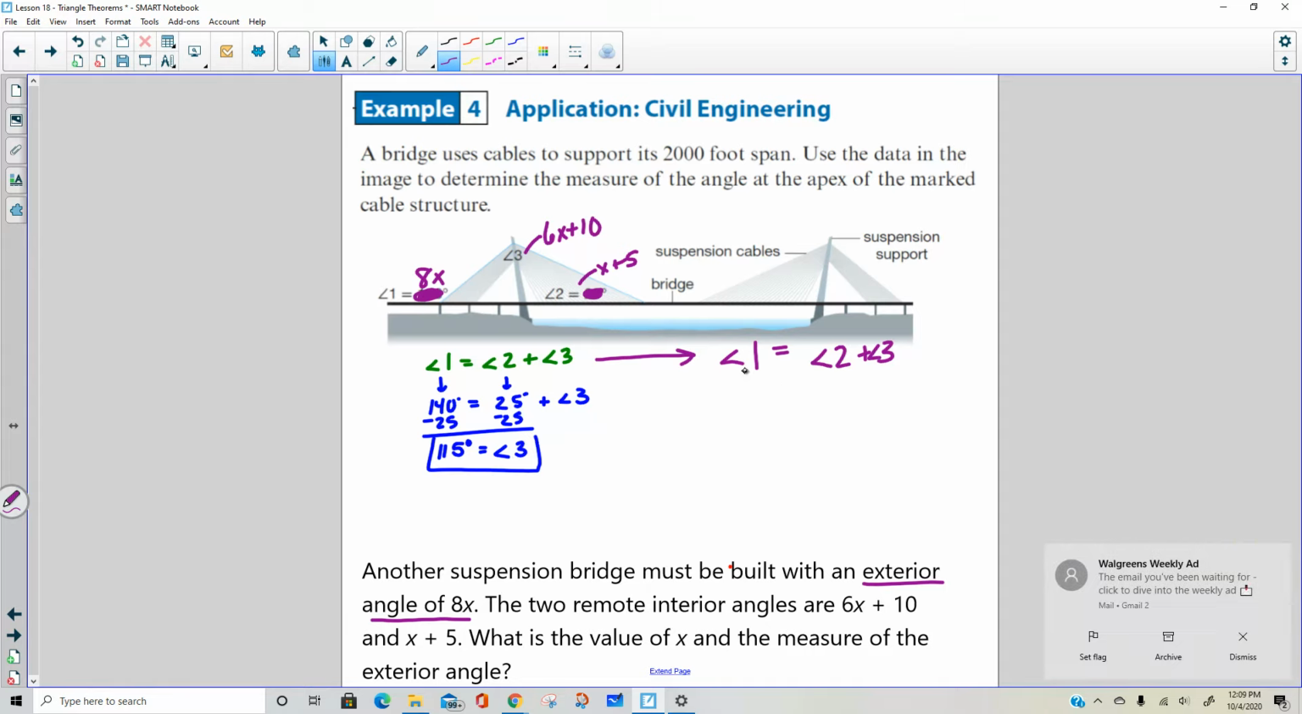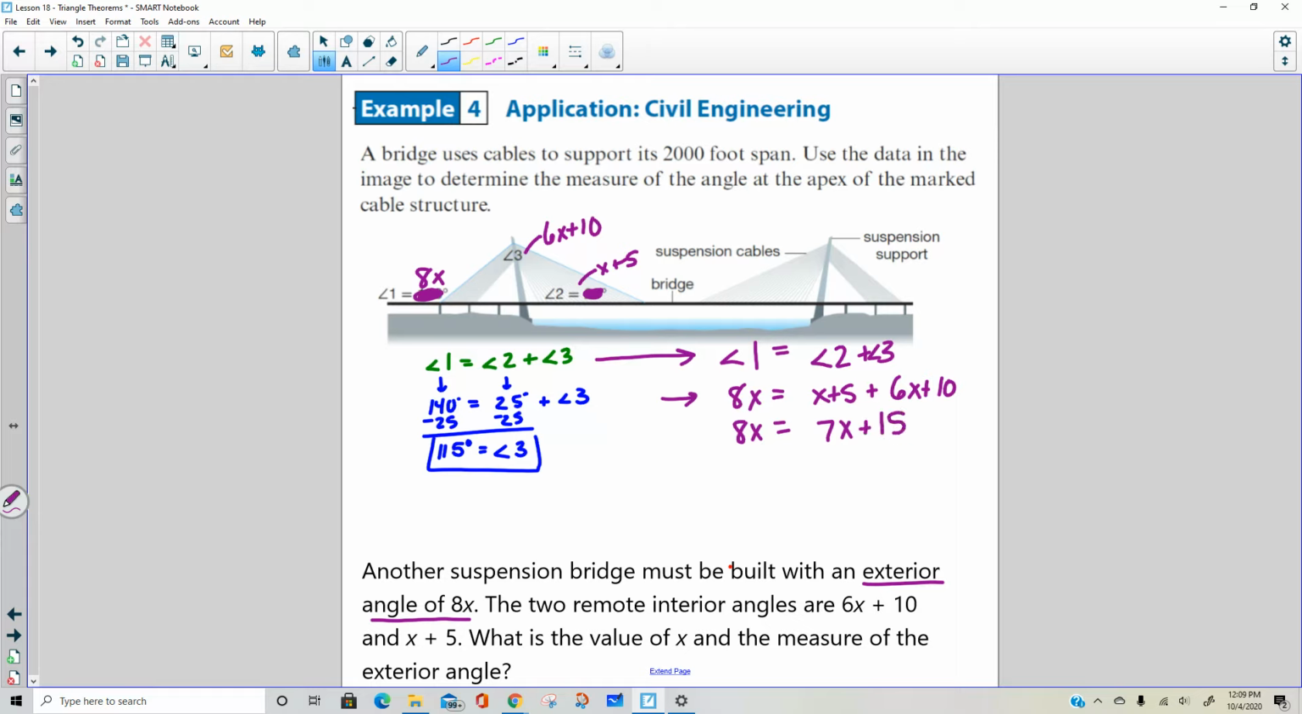And now we just substitute. What's angle 1? 8x. What's angle 2? x plus 5. What's angle 3? 6x plus 10. See how now it's just an algebra problem? Okay. So combine up all your like terms on the right before you start moving things over. So we have 7x and 15. Okay, subtract 7x from both sides. And we have x is 15.